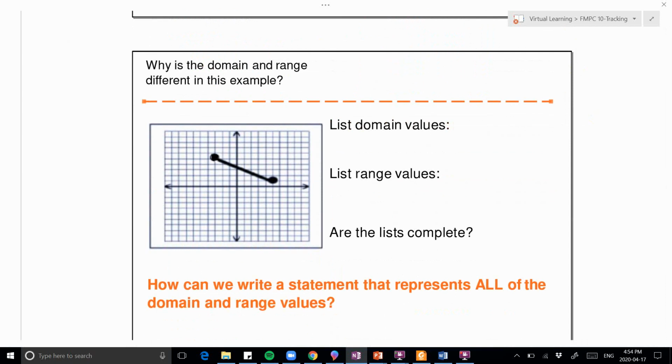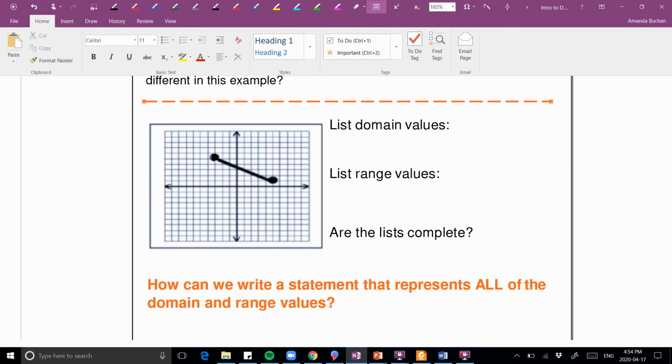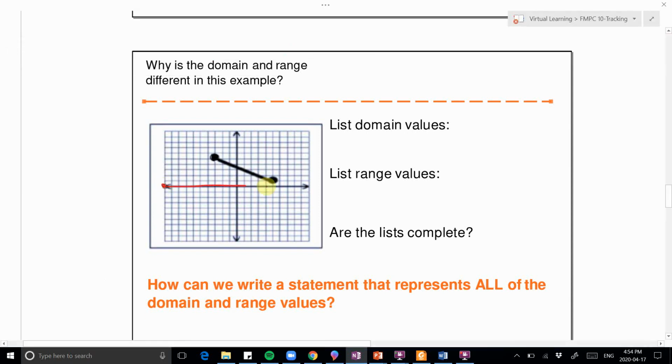But what about something like this? If I'm looking at my domain, remember when we were looking at domain, we're going from left to right. Right? So I'm going to start here and I'm going to go this way. So we start here at -1, 2, 1, 2, 3.